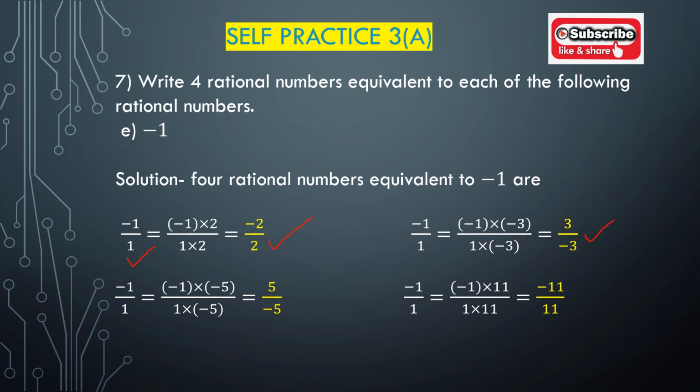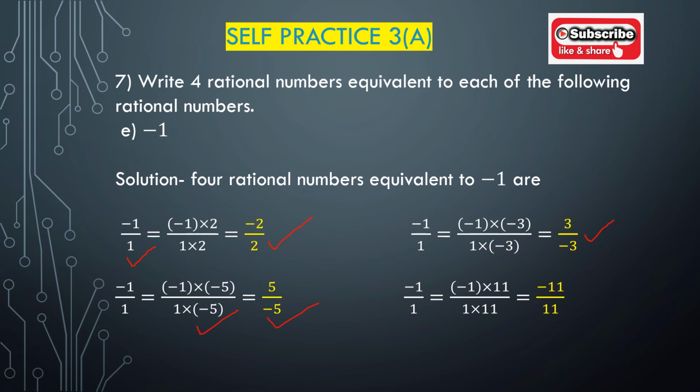If we multiply the number minus 5 with both numerator and denominator of minus 1 divided by 1, we get minus 1 multiplied with minus 5 is 5, and 1 multiplied with minus 5 is minus 5. So we get 5 divided by minus 5, which is equivalent to the rational number minus 1 divided by 1.